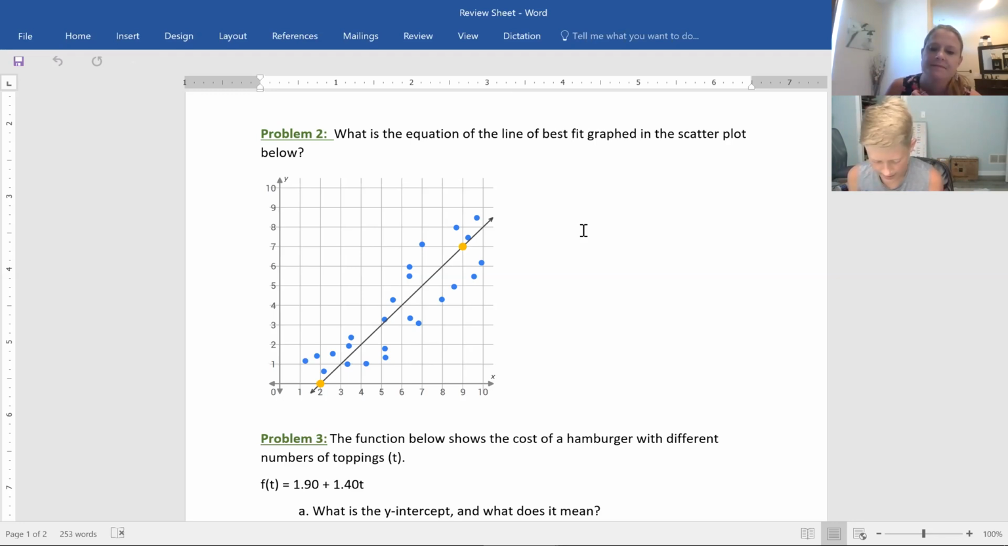So m would be y-intercept and b would be slope. Can you switch that around? B would be y-intercept and m would be slope. Yeah, you got it. Okay.